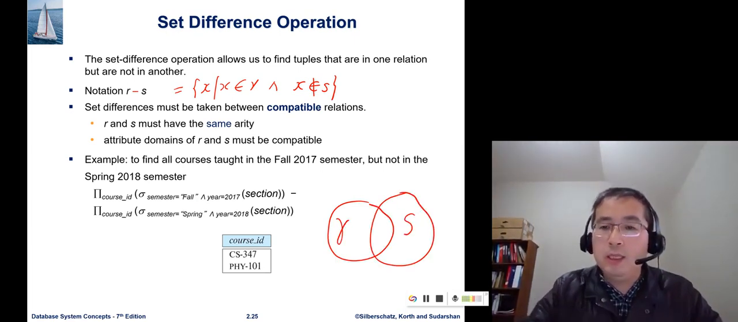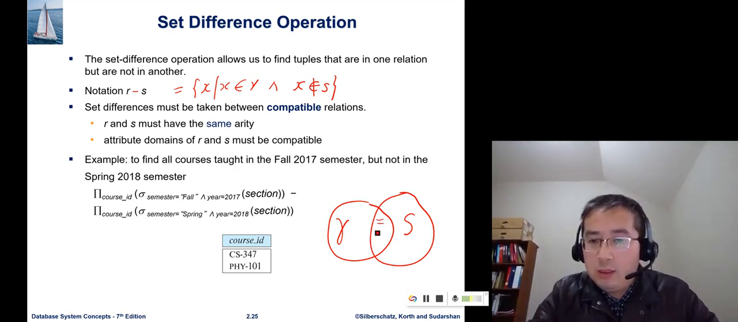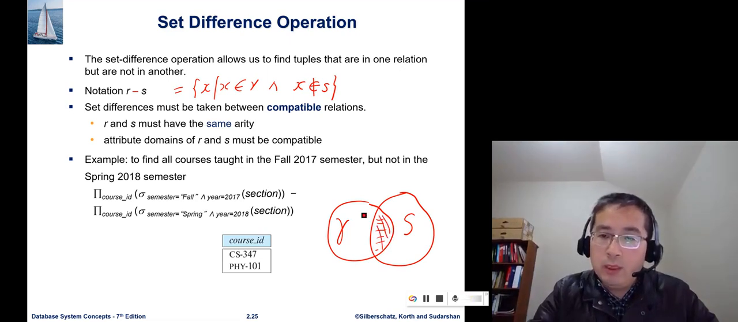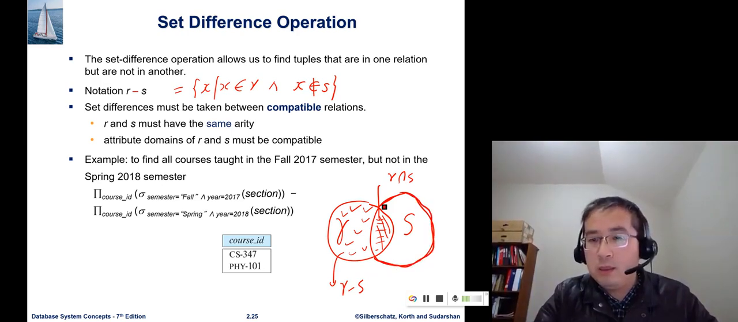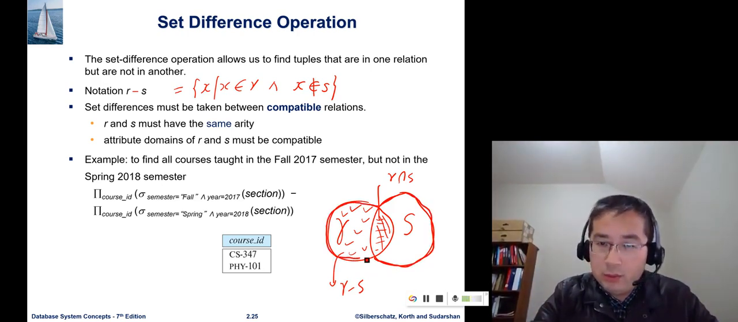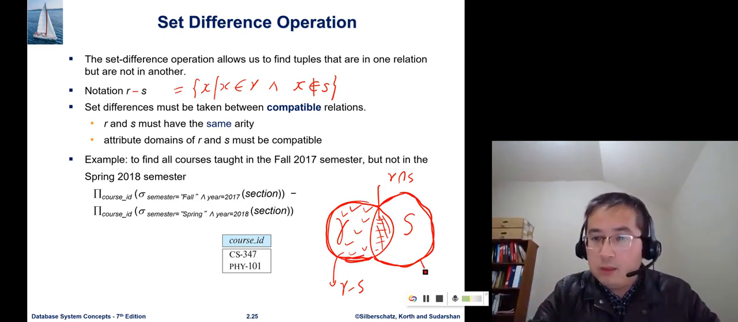So this one appeared in both, so we get rid of this one. We only want to keep this one. Okay? This is R minus S. This is R intersect S. And then if we use the outside, that's R union S. So we put them together. Okay? So this is R union S.